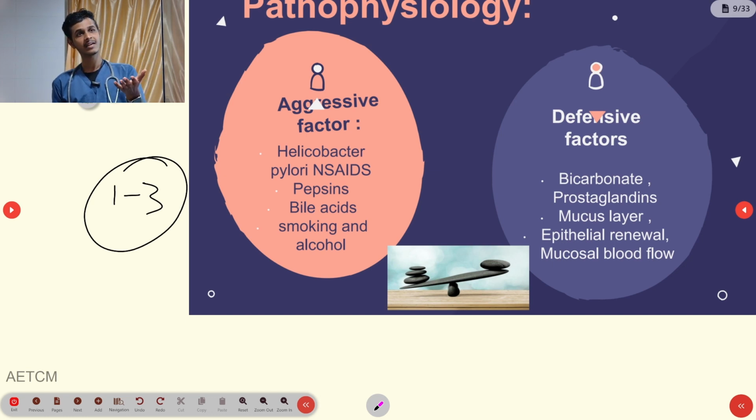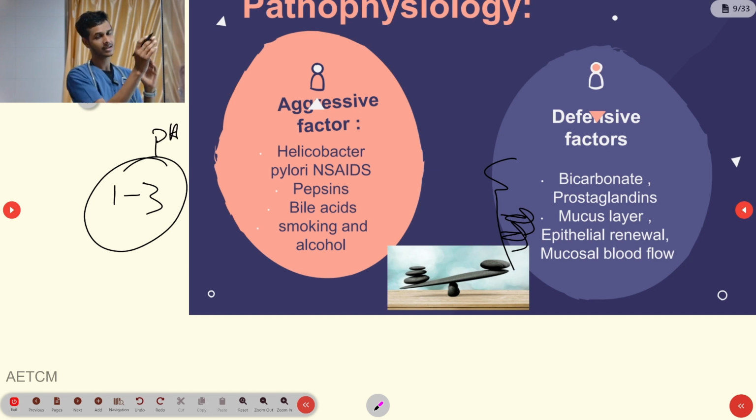That is why in the body itself we have some defensive factors. There we mentioned the G cell and the mucus-secreting cells. They will secrete some bicarbonate, prostaglandins, and mucus layers. In our gastric system we also have the renewal of epithelial cells and mucosal blood flow. These are the defensive factors that defend against this pH, the pepsin activity, or the hydrochloric acid activity.